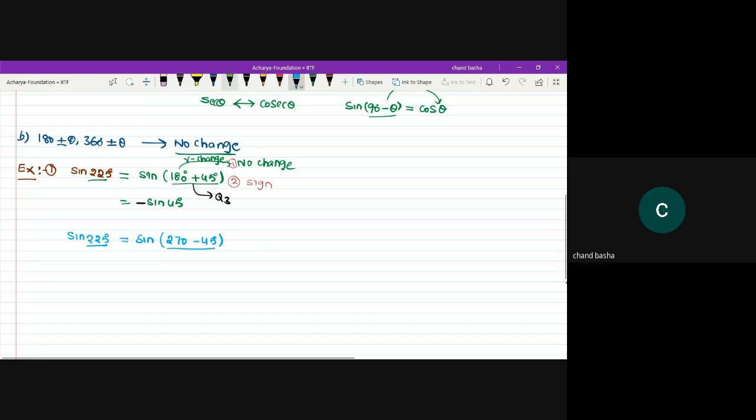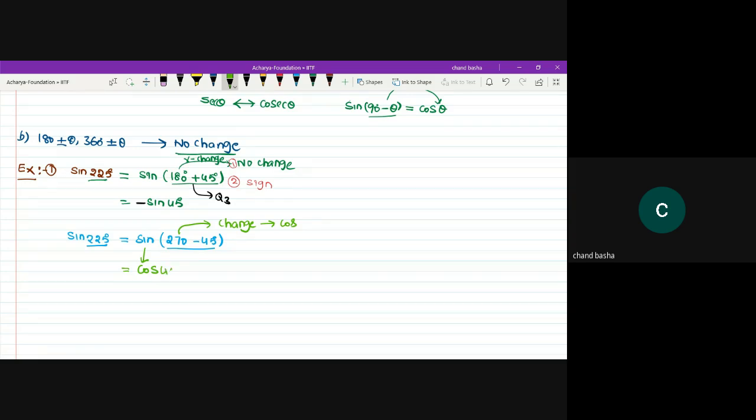270 minus 45. Whenever we are using 90 or 270, your trigonometric ratio changes. Changes to what? Sine changes to cos. So in the next step I can write cos. Why are we using the cos function? Because I'm using a multiple of 90, that means 270. With 90 and 270, the function changes.